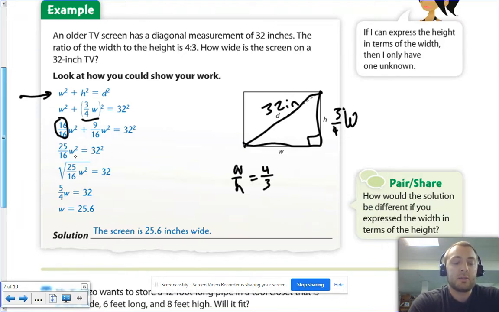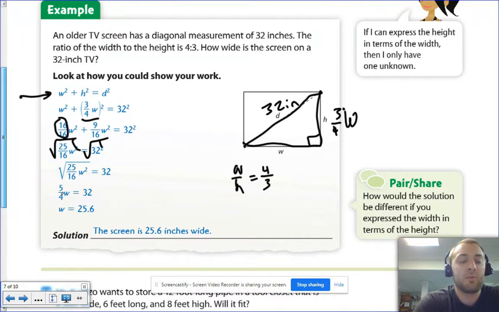And then to get the W by itself, you can square root the whole thing because it's all able to be square rooted, and you square root both sides. So what's being shown here is a square root here and a square root there. It'll cancel out the squares, and then you also have to do the square root of 25/16. The square root of that is 5 over 4, so the square root of each of them. So you get 5 over 4 W equals 32.